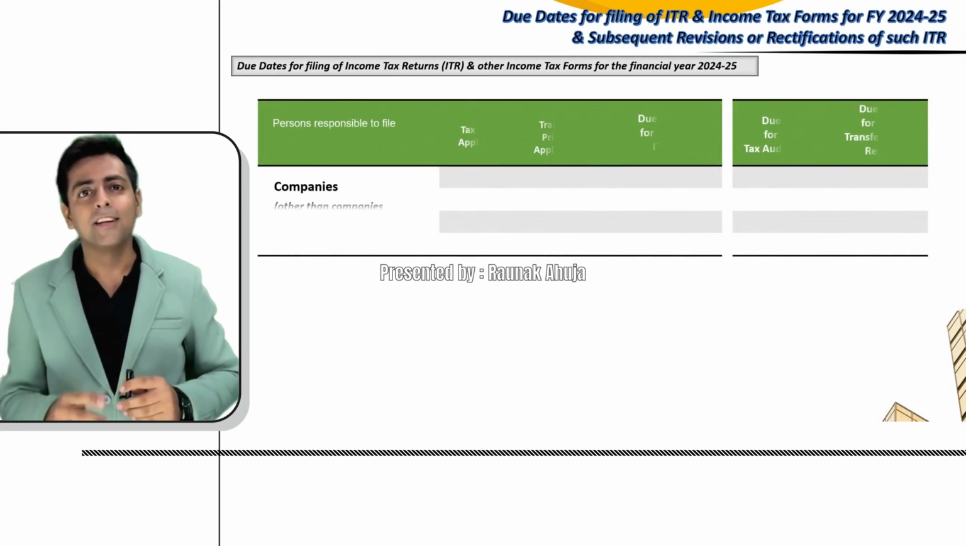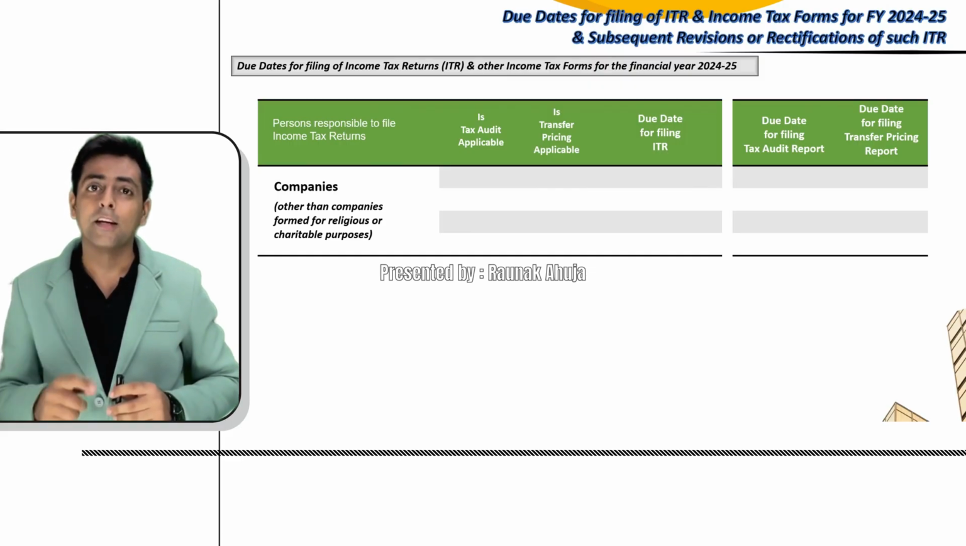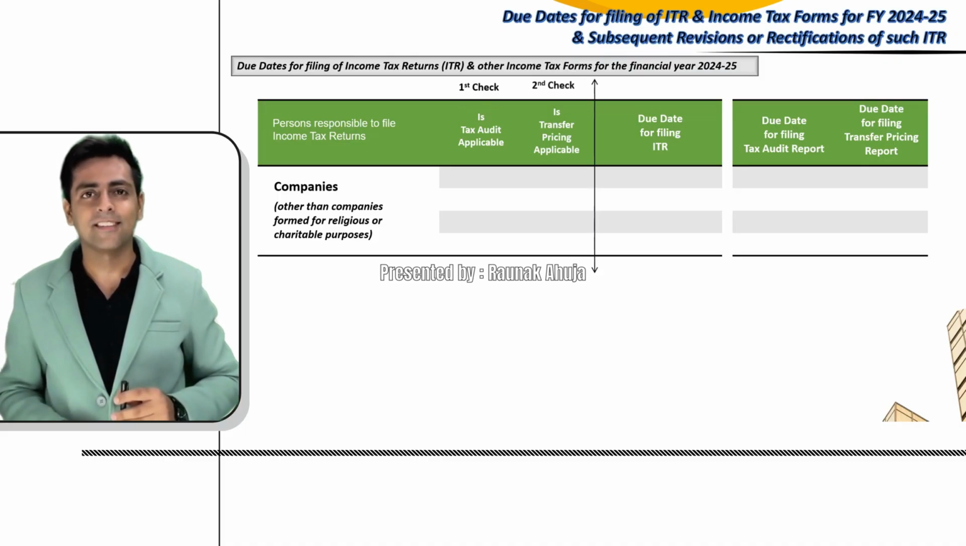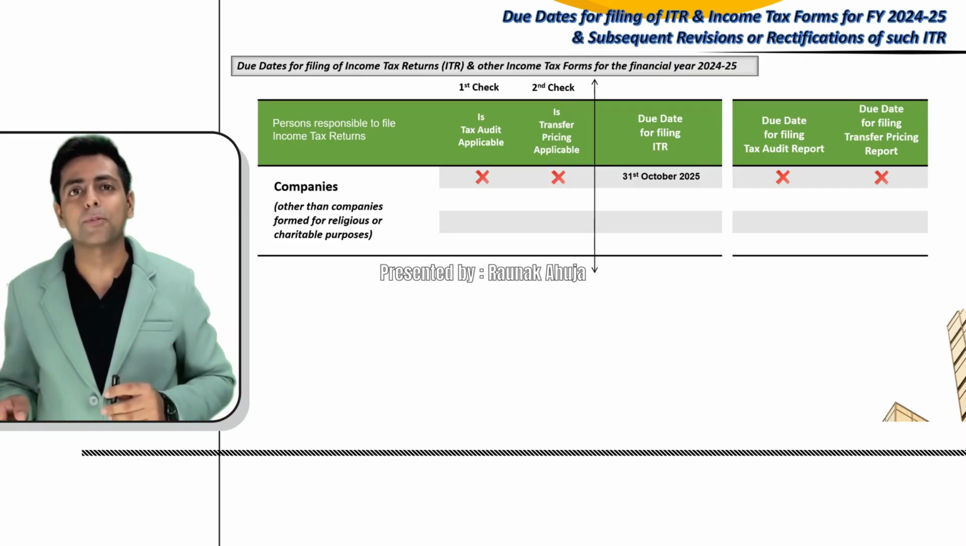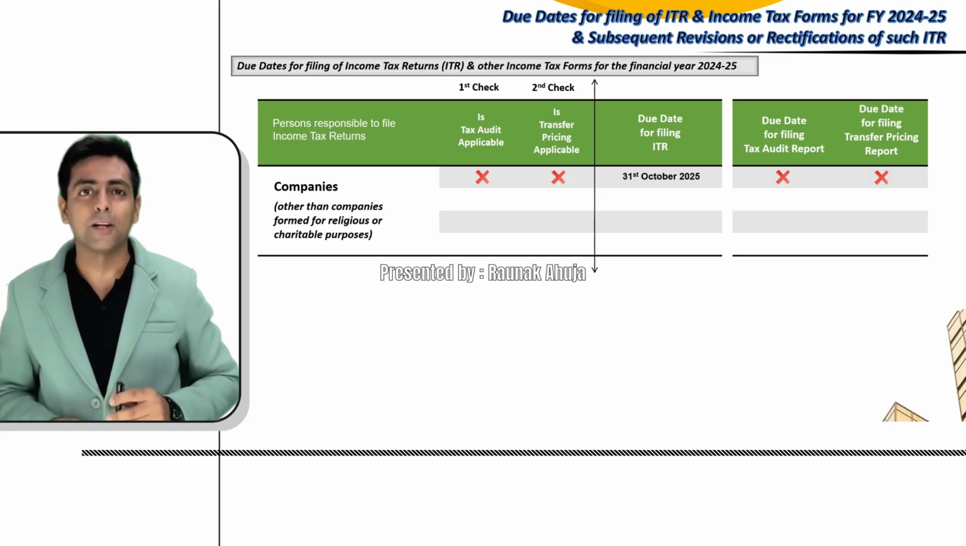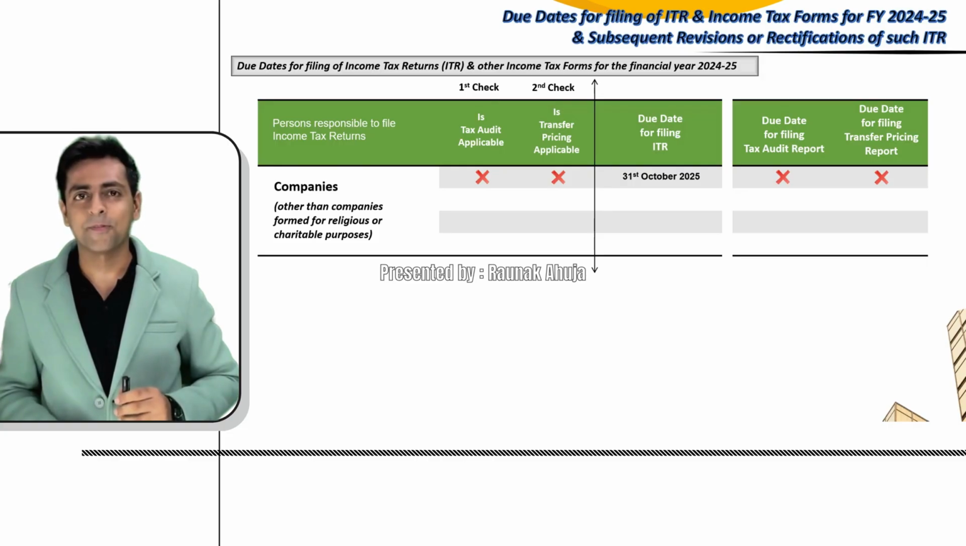Companies other than the companies engaged in religious and charitable work. Here again, the same two conditions will have to be checked. Where neither the tax audit nor the transfer pricing provisions are applicable, then in such a case, the due date of filing of ITR would be the 31st of October.